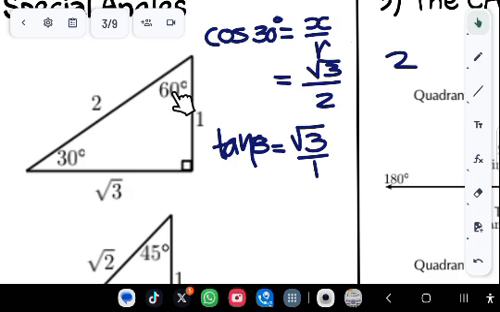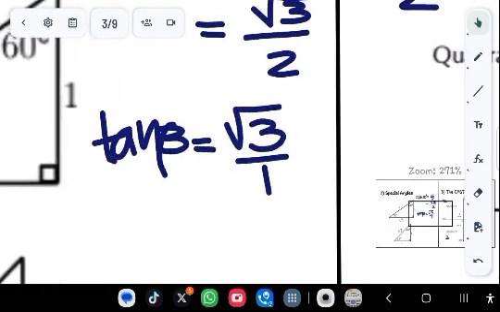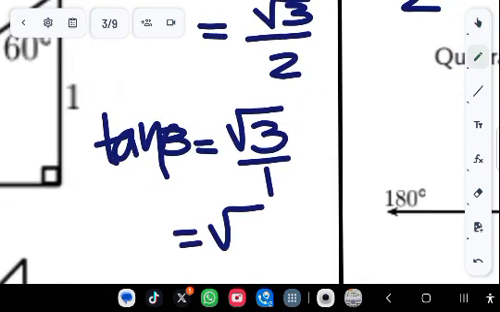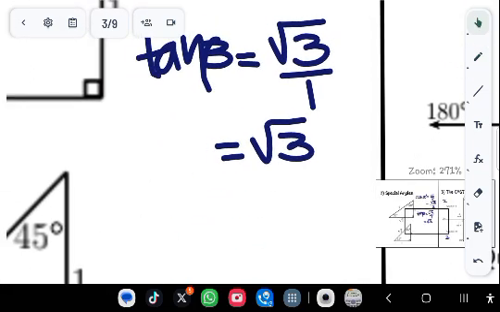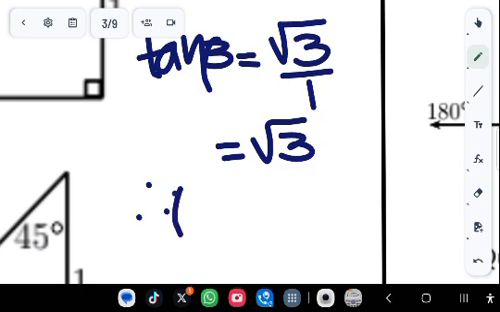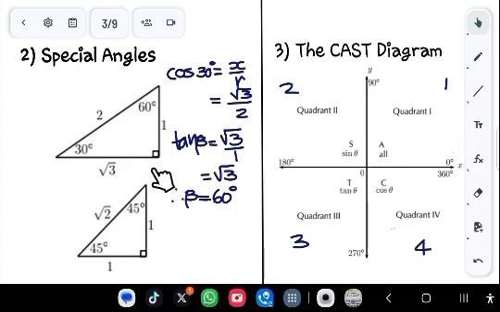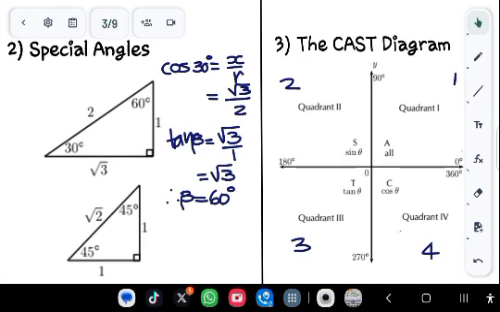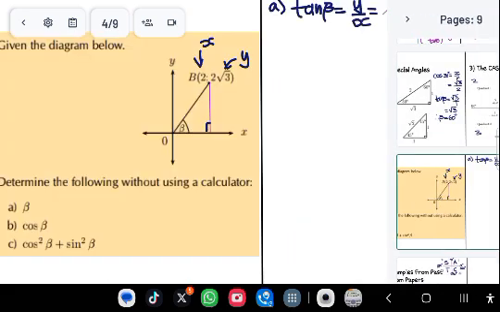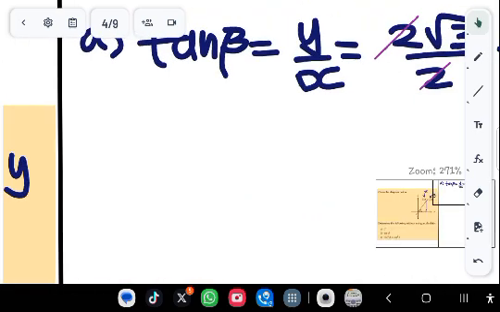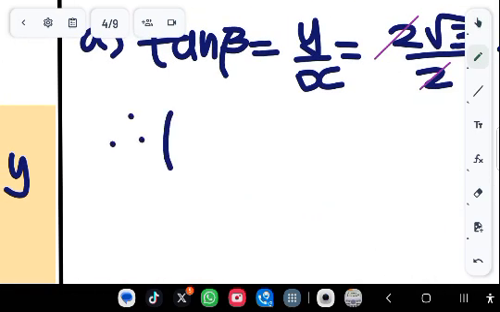Now, let's go to 60 degrees. The opposite of 60 degrees is square root of 3, and the adjacent is 1. Square root of 3 over 1 gives us square root of 3, meaning that, therefore, the angle is 60 degrees, and that's how you figure out this information using your special triangle. So beta is equal to 60 degrees.